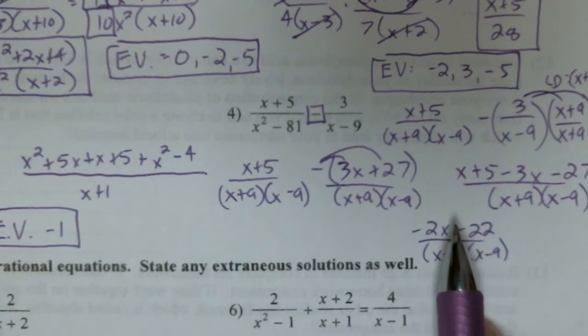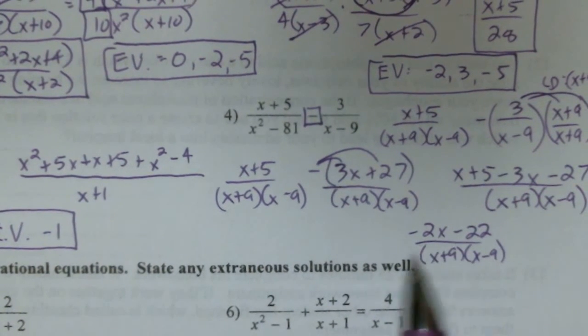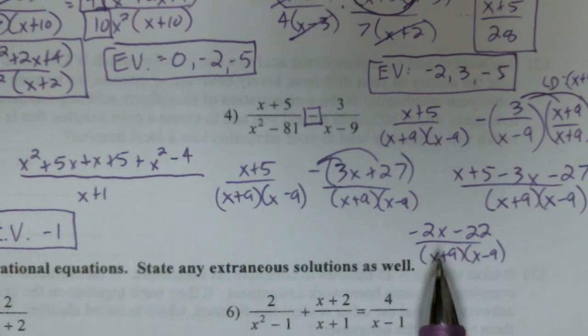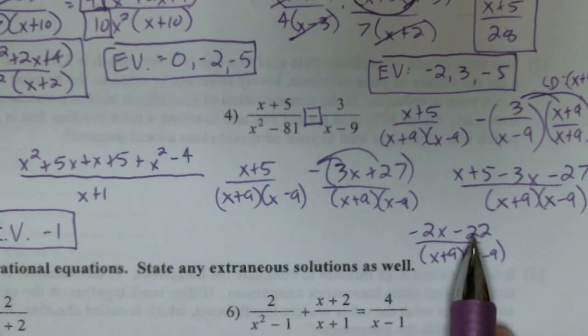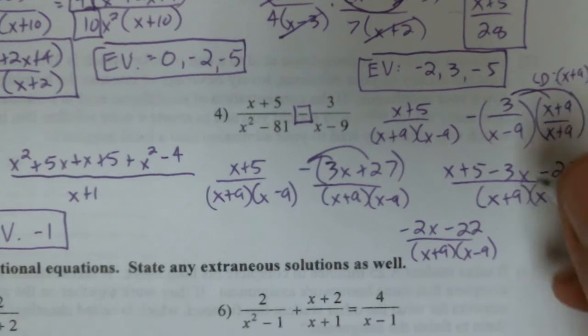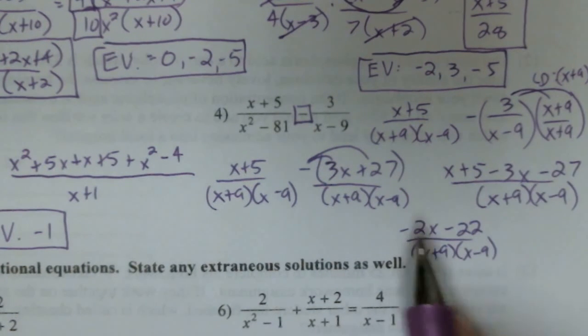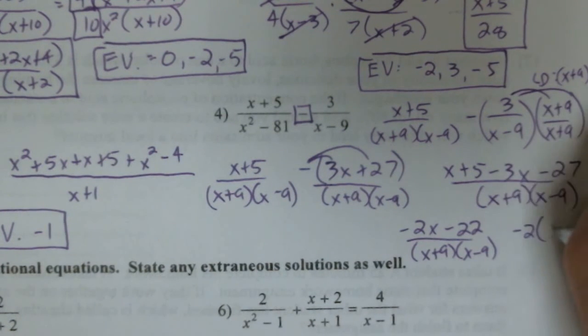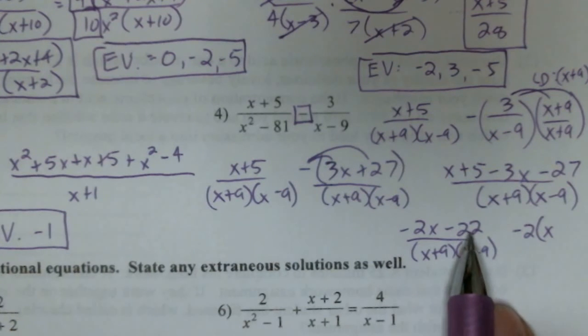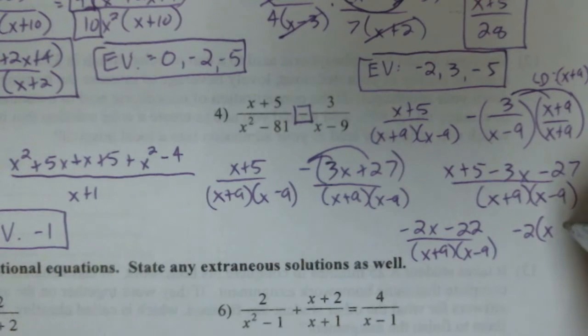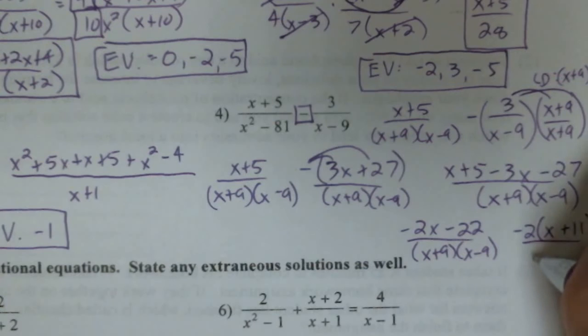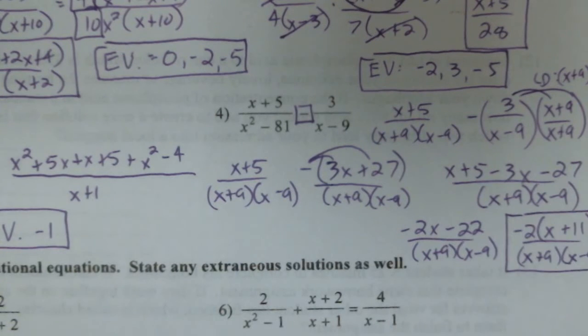Remember, I want my final answer fully simplified, so if you can pull out GCFs, you need to do that. These are both even, so I know they're at least divisible by 2. That front term is negative, so I'm going to pull out the negative 2. That's going to leave me with x. Negative 22 divided by negative 2 is plus 11. And that will be over x plus 9, x minus 9. And that is my fully simplified answer.